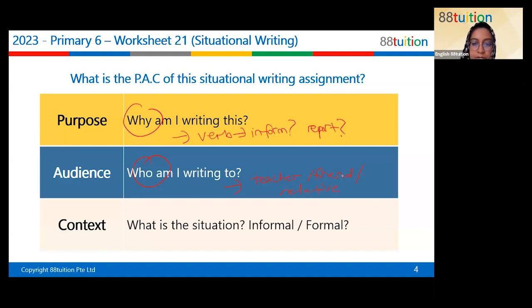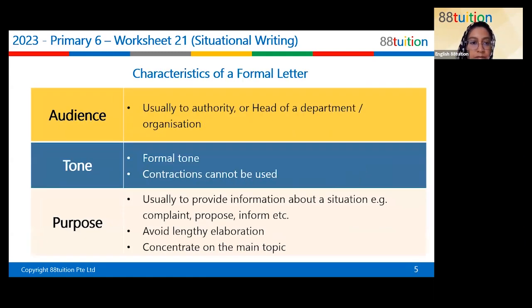And then what is the situation? Is it formal or informal? You've got to ask yourself these two first, formal or informal. Next, audience: usually to authority, like I said, HOD or organization, or maybe even teachers. If it's to authority, of course you use a formal tone, and contractions cannot be used, so basically no apostrophe s, etc. The purpose is usually to provide information about a situation, with a verb like provide information, complain, propose, inform. These are the verbs I mentioned, one, two, three, or even more.